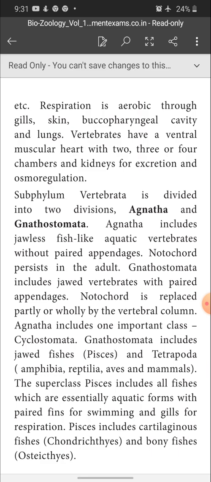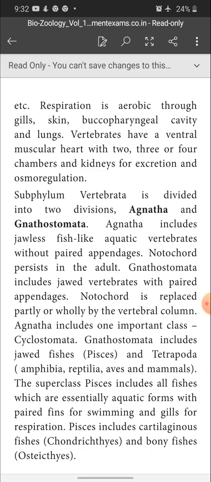Then subphylum Vertebrata is divided into 2 divisions, Agnatha and Gnathostomata. Agnatha includes jawless fish-like aquatic vertebrates without paired appendages. Notochord persists in the adult. Gnathostomata includes jawed vertebrates with paired appendages. Okay, as I already said, Agnatha means animals without jaws. Gnathostomata are animals which possess jaws.